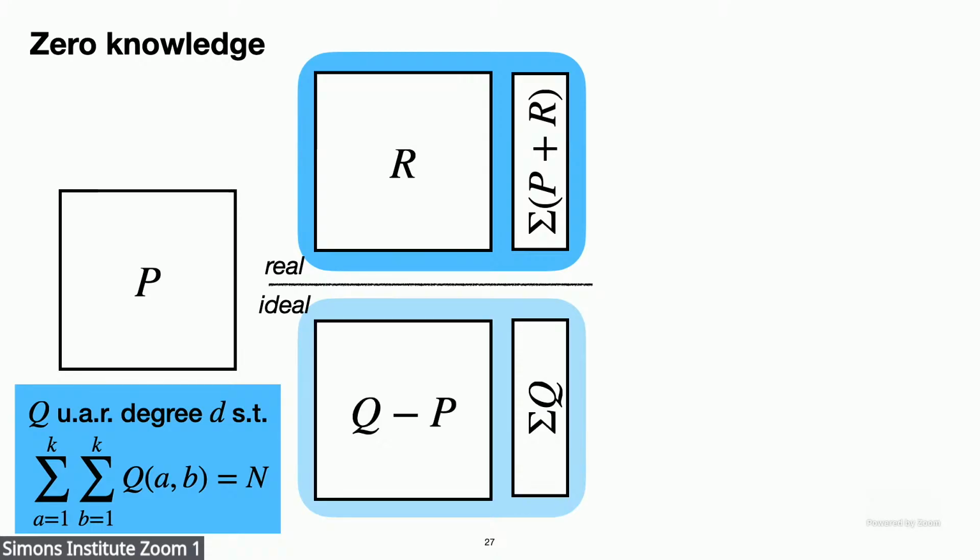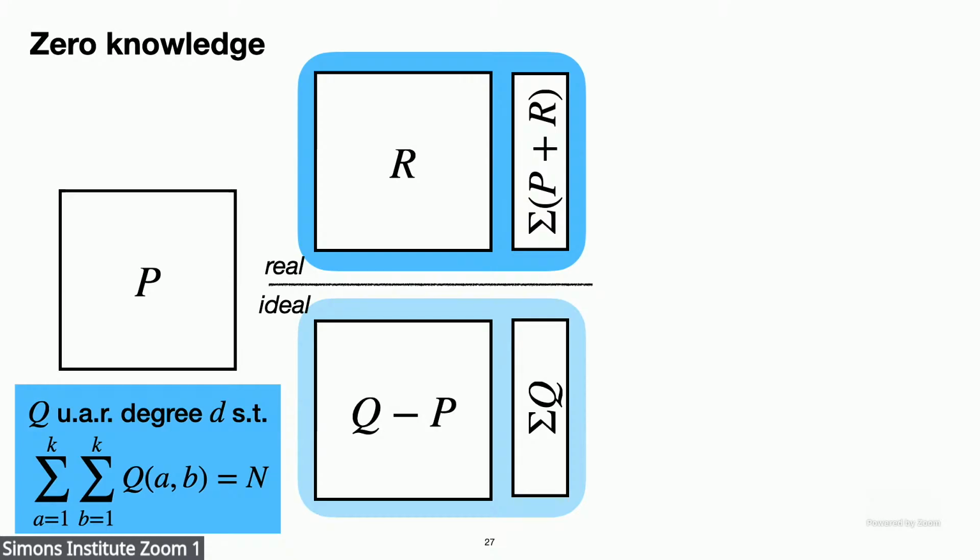And then we can answer queries to this summation part just by writing down sum of Q, and this doesn't require any queries to P. The only time we need to query P is when the verifier queries in this part, and this I can answer by just Q minus P. Okay, so this is the simulator.